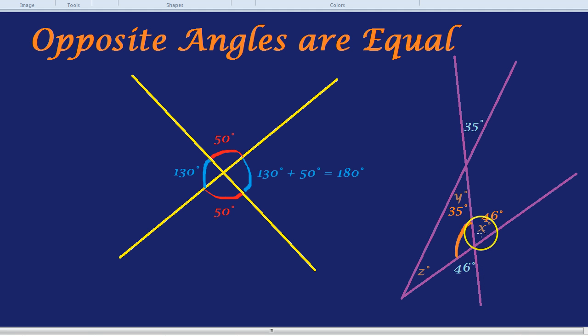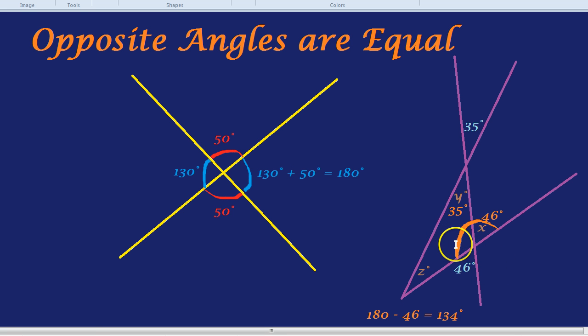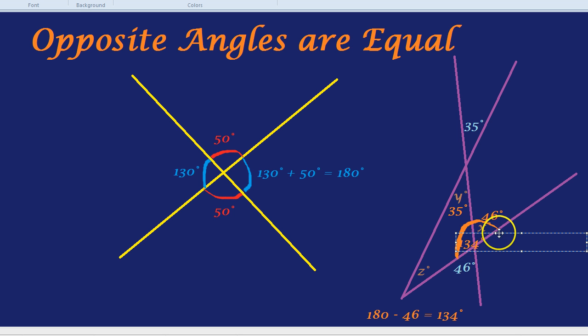Well, if we know X is 46, that forms a semicircle on the straight line. So the remaining angle inside the triangle would have to be 180, take away 46, because the angles on a straight line add up to 180. So we just do 180, take away 46 to see what's left over. That would be 134 degrees. That means this angle inside here is 134 degrees. There it is.